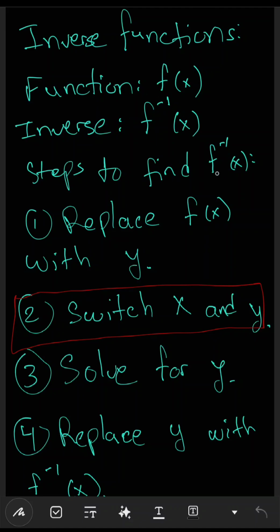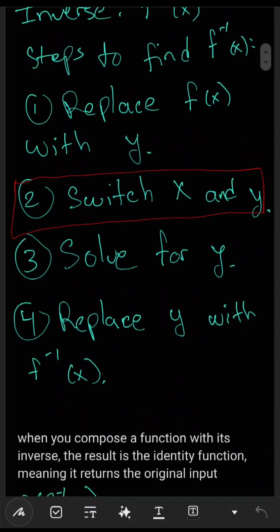The steps to find the inverse function: first, replace the f of x with y. Second step is to switch x and y. The reason why I've highlighted this in red is because this is the step that actually gives you the inverse. Step 3 is to solve for y, and step 4 is to replace y with the proper notation, which is f inverse of x.